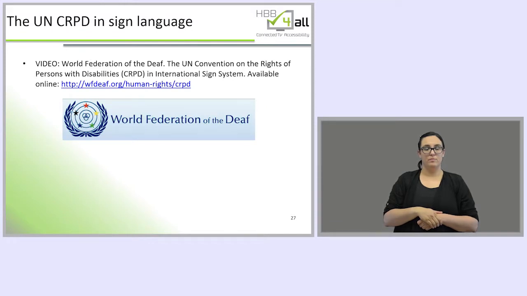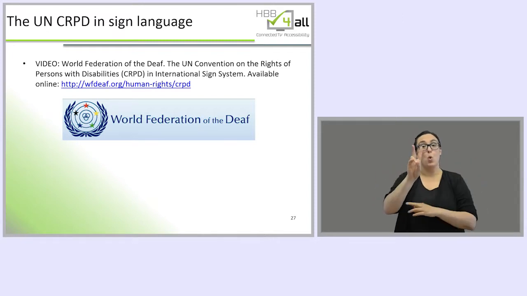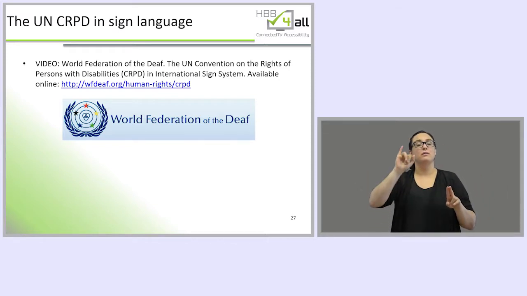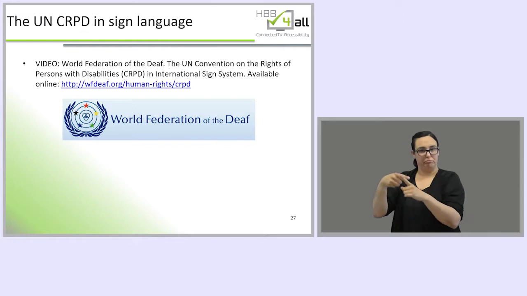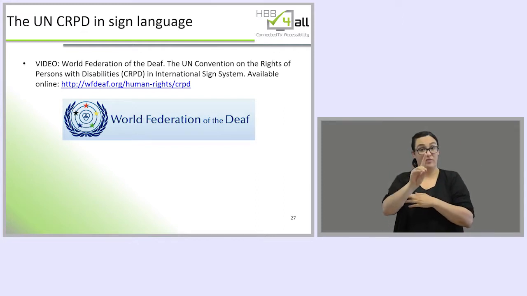If you want, you can have a look at this same text, the UN CRPD, interpreted into International Sign System and other sign languages. You can find all the versions on the World Federation of the Deaf website.